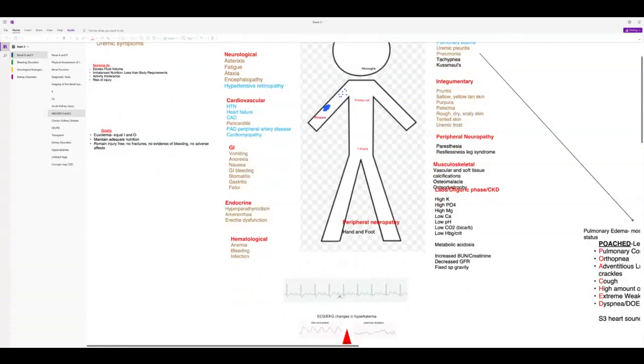The labs are going to be high potassium, high phosphorus, high magnesium, low calcium, low pH, low CO2. Now, this is the bicarb in the electrolyte panel. And then low hematocrit and hemoglobin. Metabolic acidosis, you're going to see that. You're going to see the increased BUN and creatinine, decreased GFR, and a fixed specific gravity.